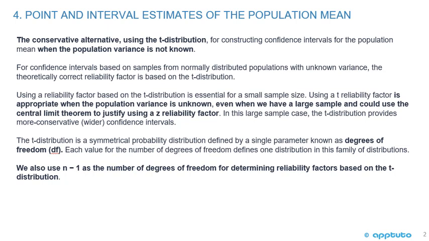The t-distribution is a symmetrical probability distribution defined by a single parameter known as degrees of freedom. Each value for the number of degrees of freedom defines one distribution in this family of distributions. We also use n-1 as the number of degrees of freedom for determining reliability factors based on the t-distribution. So if your sample size n equals 30, then the df, degrees of freedom, would be n-1, 30 minus 1 equals 29.